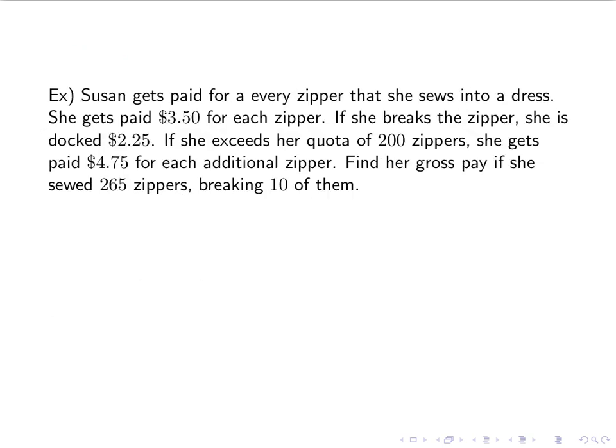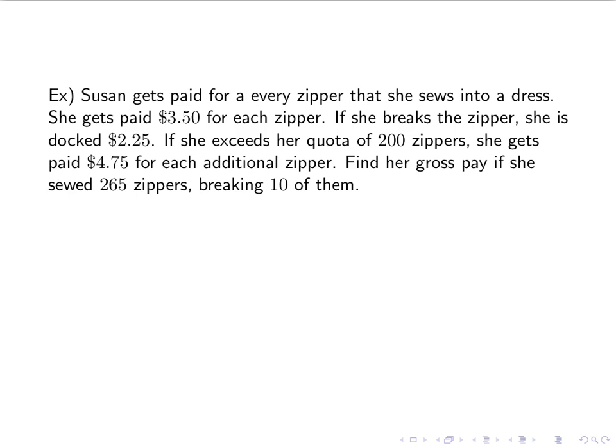Susan gets paid for every zipper that she sews into a dress. She gets paid $3.50 for each zipper. If she breaks the zipper, she's docked $2.25. So again, not only does she not get the $3.50, she owes $2.25. If she exceeds her quota of 200 zippers, she gets paid $4.75 for each additional zipper. We can think of that like getting paid overtime. Find her gross pay if she sewed 265 zippers, breaking 10 of them.